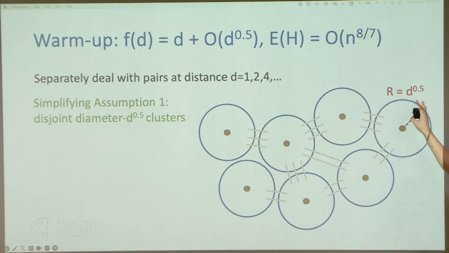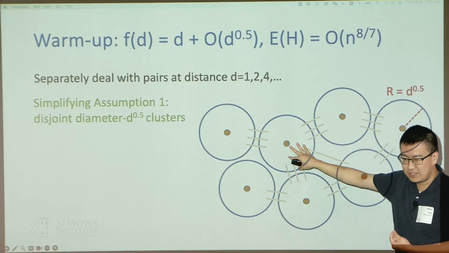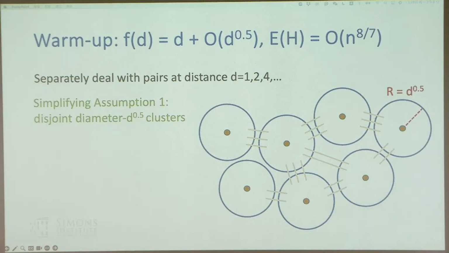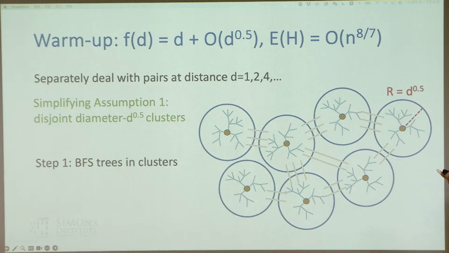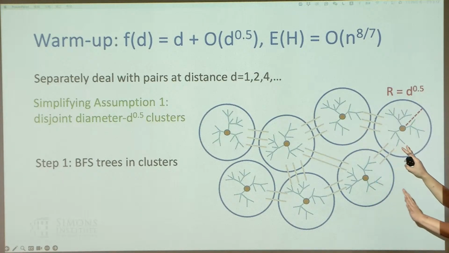Why square root of D? This is basically the error we allowed. So basically, every pair inside a cluster, as long as we construct a BFS tree, we preserve the distance according to our guarantee. So the first simplifying assumption: we have disjoint clusters, we just need to pick the edges within the clusters, and edges between clusters are given to you for free. One thing we can do is a BFS within each cluster. That takes no more than a linear number of edges in total. After that, every pair of vertices inside the cluster, we're done, because the distance between them is smaller than square root of D.